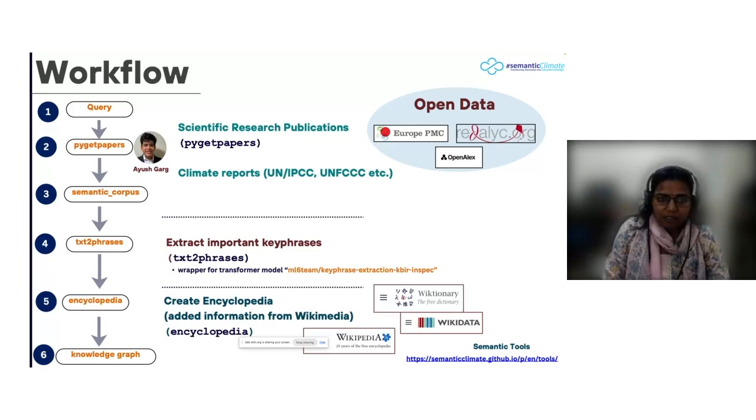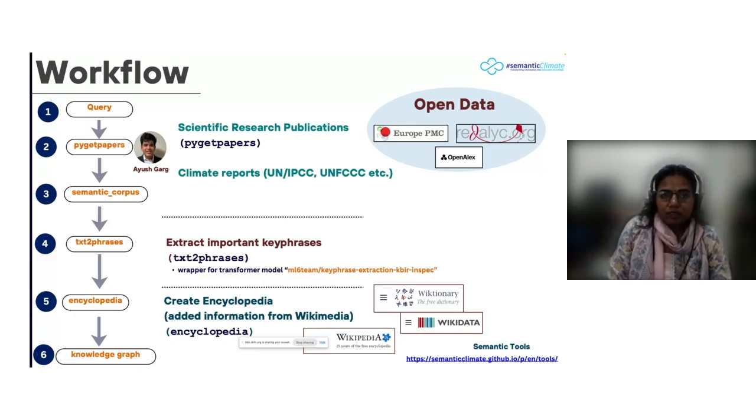So we get the research articles from the open access repositories using the pygetpapers tool, and then convert those reports into the semantic structured format, and then we use a tool like txt2phrases to extract the important key phrases from them. After extracting the information in the form of terms and key phrases, we use the encyclopedia system to create an encyclopedia, enriching information from Wikimedia, and we visualize it in the form of a knowledge graph.